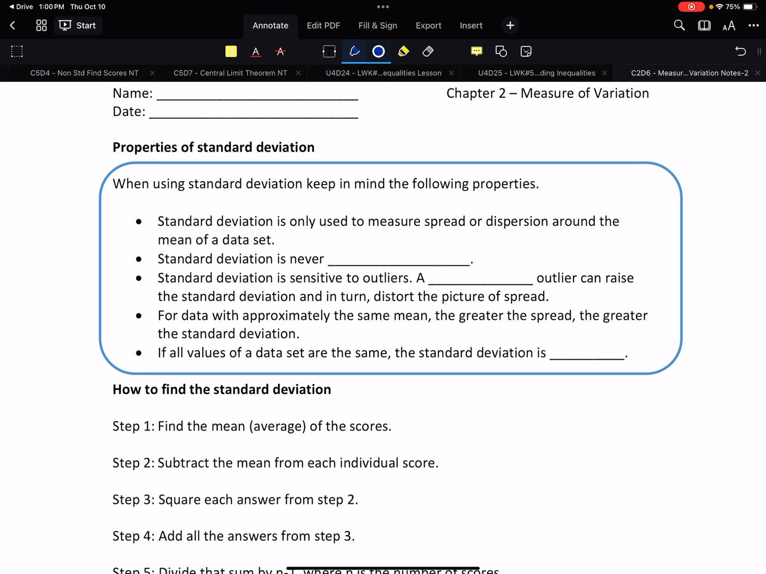So when using standard deviation, keep in mind the following. Standard deviation is only used to measure the spread or dispersion around the mean. Standard deviation is never negative. Standard deviation is sensitive to outliers. A single number can throw off the entire thing and change the standard deviation, as well as the range, as well as the mean and median and whatnot. For data with approximately the same mean, the greater the spread, the greater the standard deviation. And if all values of the data set are the same, the standard deviation is 0.